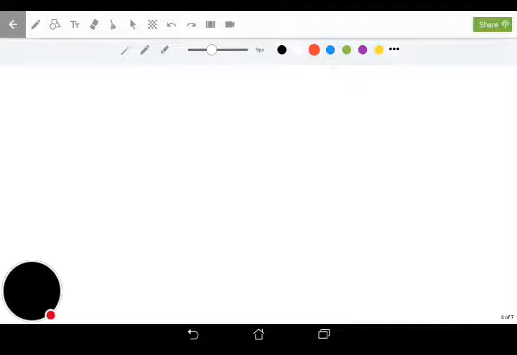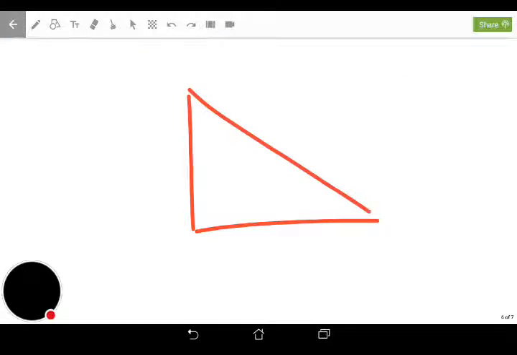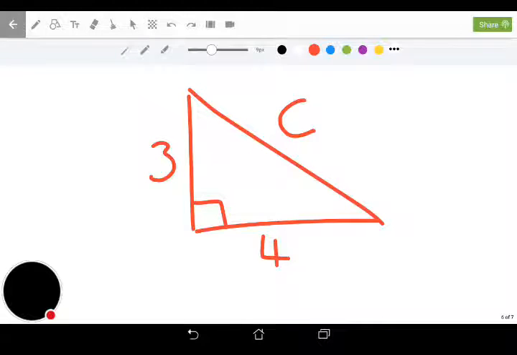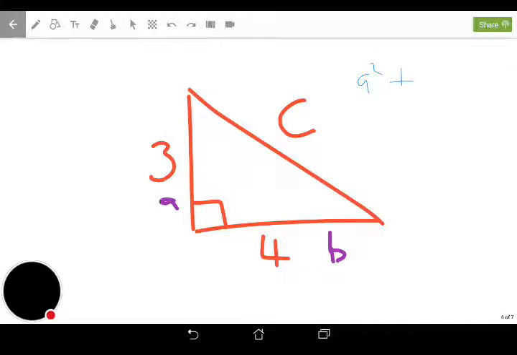For the first example, let's draw a triangle. I'm going to label two of the lengths, and the one I've not labelled is the one opposite the right angle. So this is length c, the longest side. We can label the other two sides for the sake of labelling, and it doesn't matter which one's which. So we've got one as a and one as b. According to the theory, a squared plus b squared is c squared.